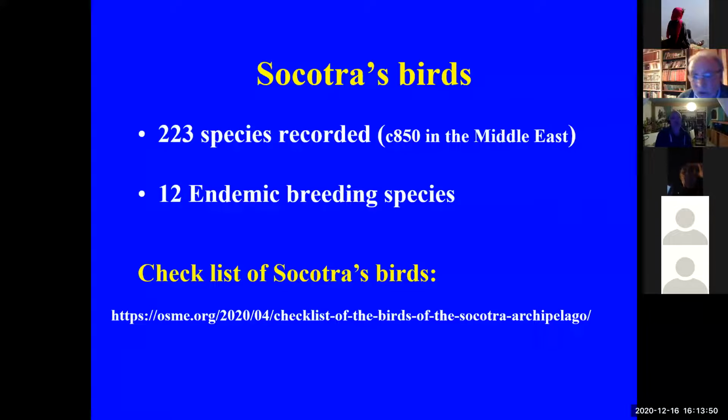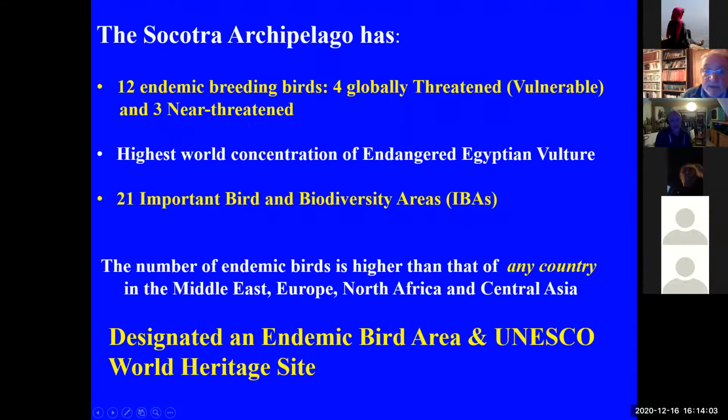223 species have been recorded, 12 endemics, and there is the link to the checklist of the birds of Socotra, but I'll give information on that a bit later. And this is the most complicated slide you'll have to go to sleep through today. You've got 12 endemic breeding birds. 4 are globally threatened in the vulnerable category, and 3 are near threatened. It's got the highest world concentration of the endangered Egyptian vulture. That's the only endangered species of bird on the island.